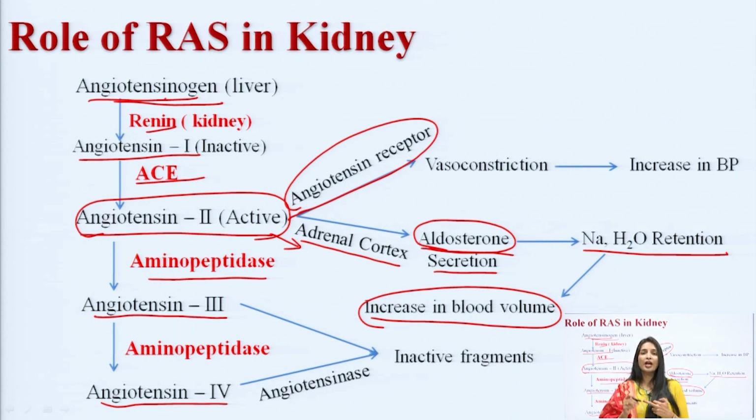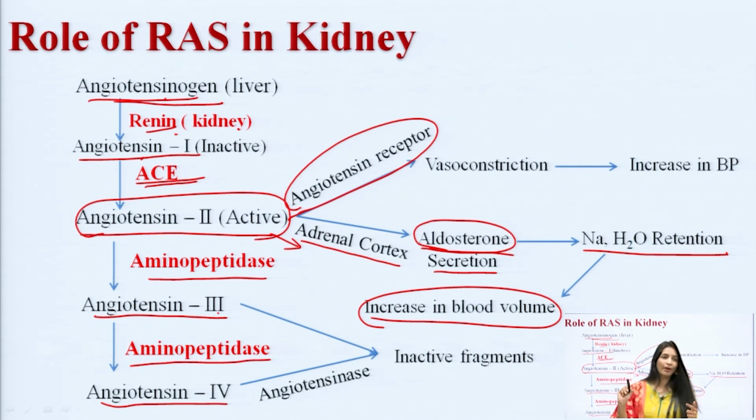To produce angiotensin 2, which enzyme is going to help? Angiotensin converting enzyme. This enzyme helps to convert angiotensin 1 to angiotensin 2. And how is angiotensin 1 going to form? Angiotensin 1 forms with the help of renin. Angiotensinogen, with the help of renin, produces angiotensin 1. From angiotensin 1 you get angiotensin 2 in the presence of ACE, and from angiotensin 2 you can produce angiotensin 3 and angiotensin 4 in the presence of aminopeptidase.